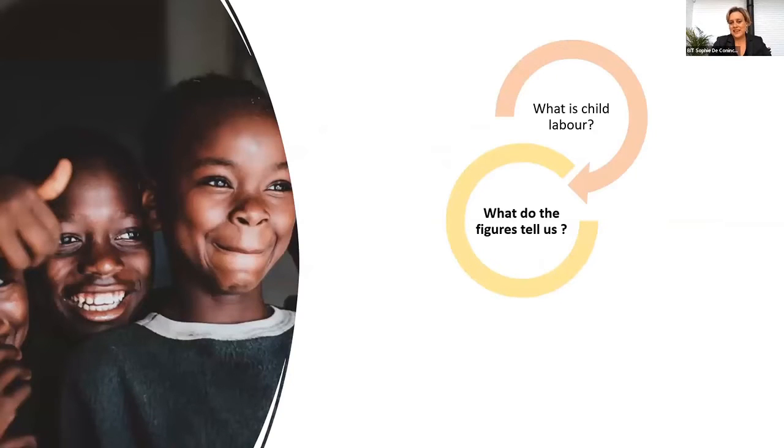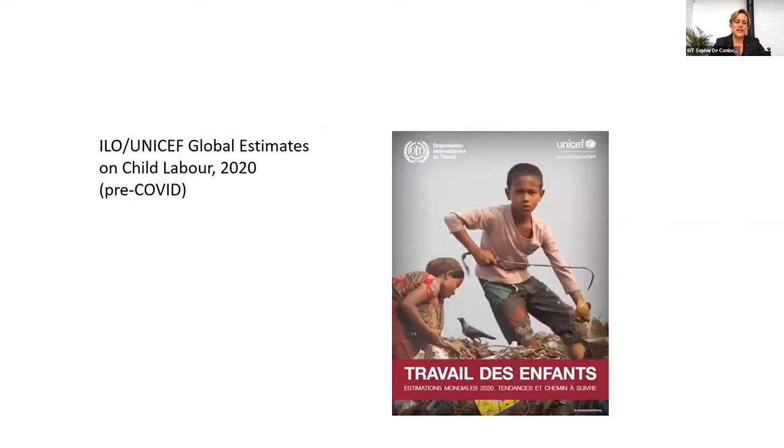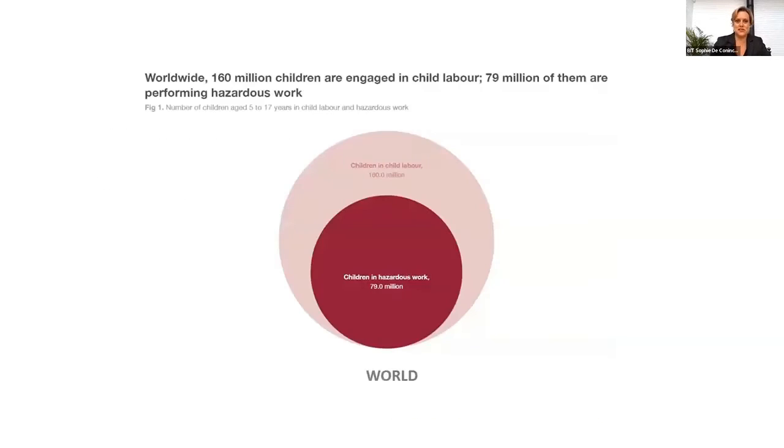So, what do the figures tell us? What is the situation in the world today? Again, Ambassador Berset referred to these figures rapidly. Every 4 years, global estimates on child labor are published. They are based on data collected at country level by the national statistical authorities. And for the first time in 2020, they were produced jointly with UNICEF. And it's important to keep in mind that these data are pre-COVID and probably don't reflect the actual situation. So worldwide, 160 million children engage in child labor, and 79 million of them are performing hazardous work.